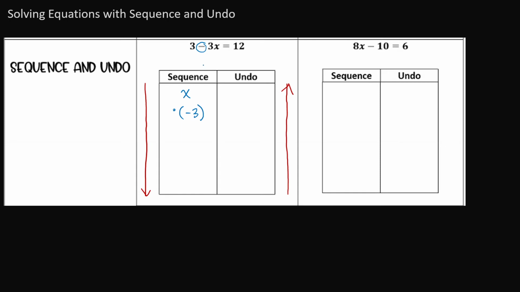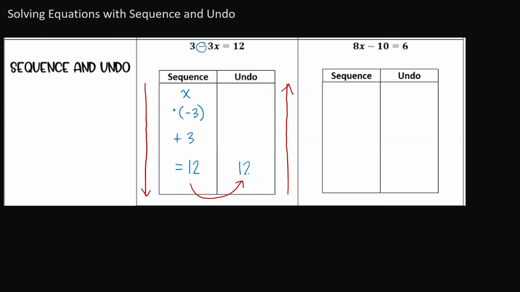The next thing I see in the equation is that we are adding a positive 3 to that. So x times negative 3 plus 3 is equal to 12. So this sequence here is the exact equation, just written in a different way. X times negative 3 plus 3 equals 12. So let's take the end of the sequence column and move it and flip it into the undo column.